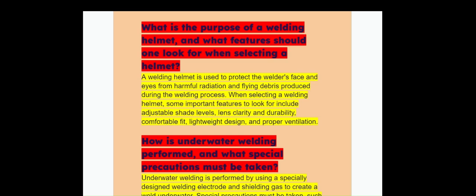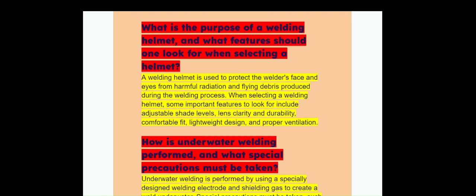What is the purpose of a welding helmet, and what features should one look for when selecting a helmet? A welding helmet is used to protect the welder's face and eyes from harmful radiation and flying debris produced during the welding process. When selecting a welding helmet, some important features to look for include adjustable shade levels, lens clarity and durability, comfortable fit, lightweight design, and proper ventilation.